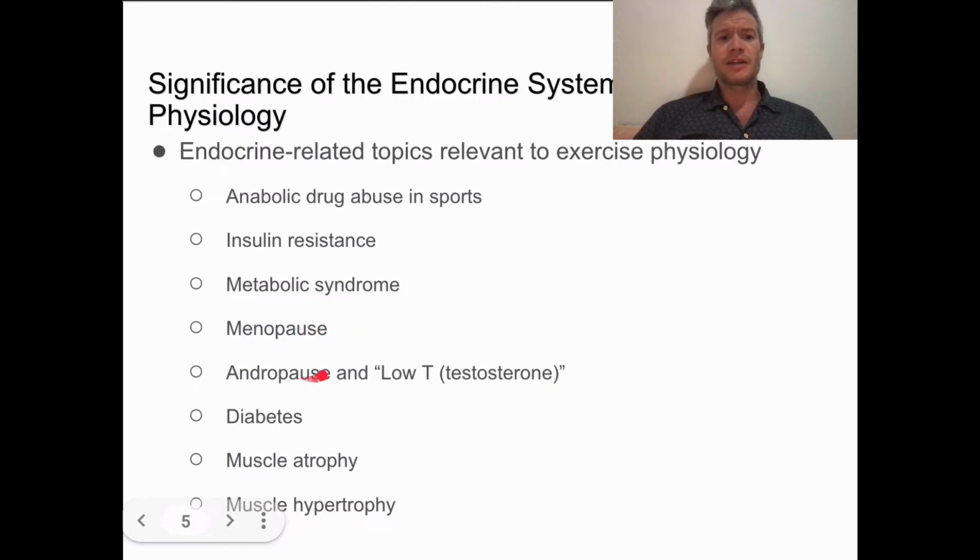Then we get into areas such as menopause and andropause, or low testosterone. Andropause is the male equivalent of menopause. You might have heard of menopause, and these have to do with our sex hormones. So in particular, andropause with testosterone and menopause with estrogen. We'll speak about that, but those have big effects on our physiology and, of course, therefore, our exercise phys. Diabetes, again, tied up into these two insulin-related conditions, and muscle atrophy or muscle hypertrophy.